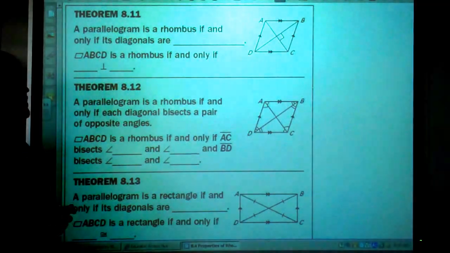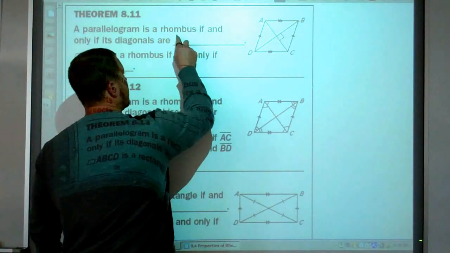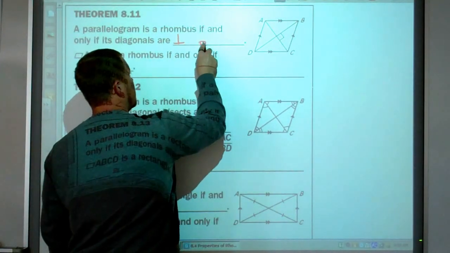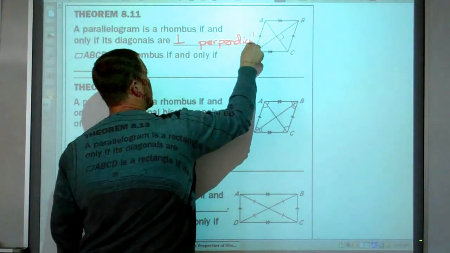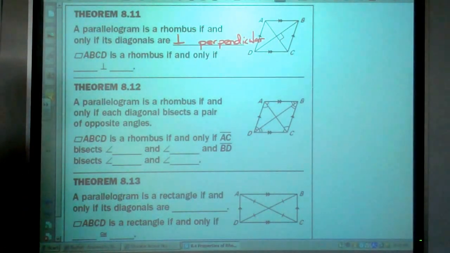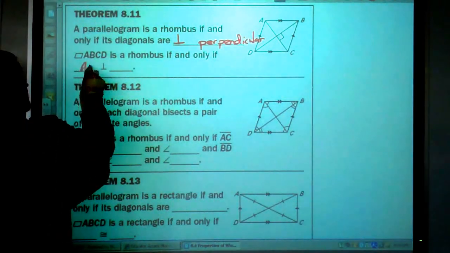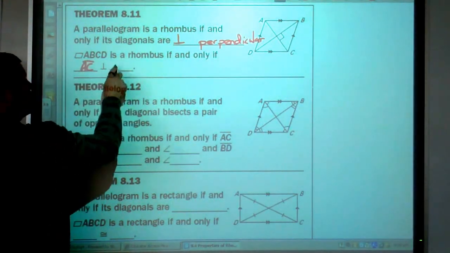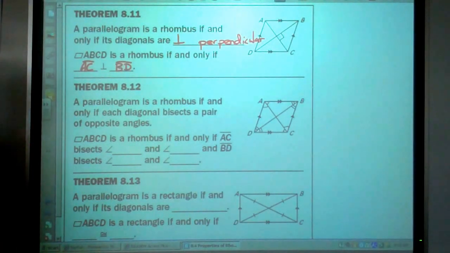A parallelogram is a rhombus if and only if its diagonals are perpendicular. That symbol means perpendicular, as well as I'm writing out the word perpendicular. And again, that's a biconditional statement. And in this, segment AC, which is a diagonal, is perpendicular to segment BD. The two diagonals are perpendicular.